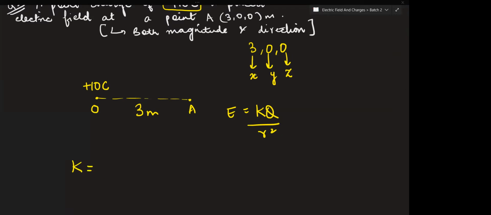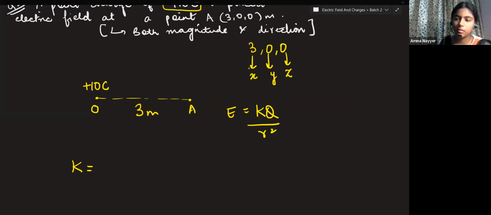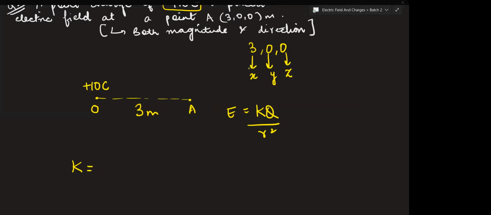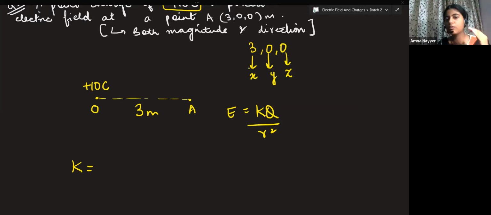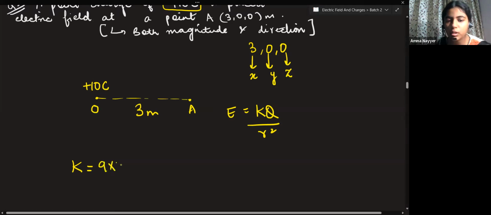Anyone? 1 by 4 pi epsilon 0. Yes, if we put in the values, 9 into 10 power 9. Yes, Fatima. See, Hamza, when you put in the values of 1 by 4 pi epsilon naught, you get it as 9 into 10 to the power 9.